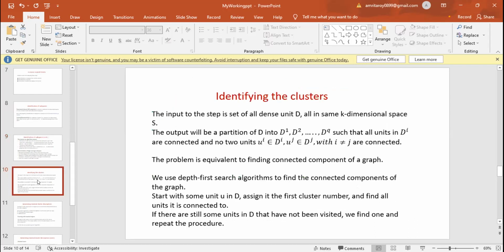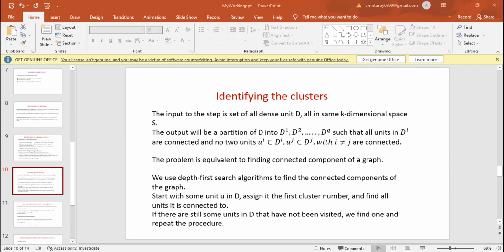Now we have the process which is identifying the clusters. The input to the next step of Clique is a set of dense units D, all in the same k-dimensional space S. The output will be a partition of D into D1, D2 to Dq such that all units in Di are connected and no two units Ui of Di and Uj of Dj with i not equal to j are connected. Each such partition is a cluster according to our definition.